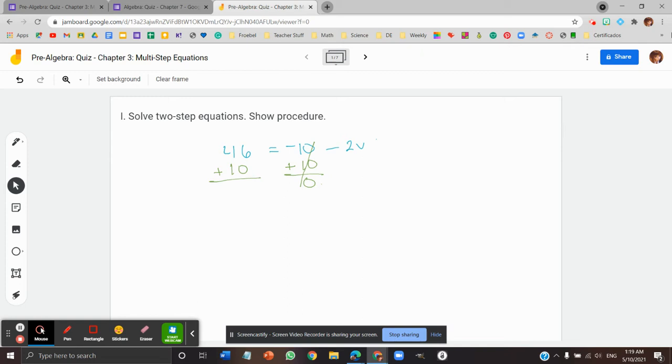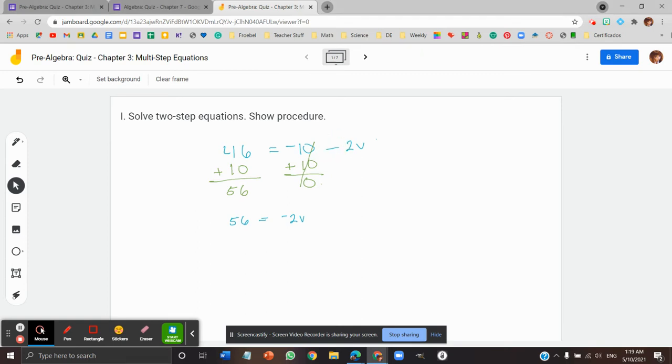Now I can solve. 46 plus 10 is 56. What do I have left? Again, this is the first step that we did. What do I have left? 56 equals negative v. I cannot forget the sign.